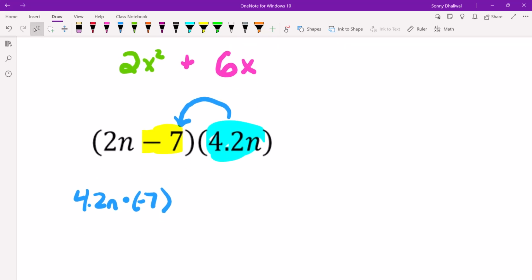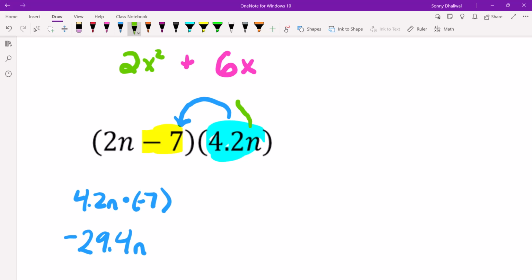All right, so now we do that calculation. What number do we get? Negative 29.4. Excellent. And what about the variable? What would that be? Just an n. It has nothing to combine with, just like before. It just stays n. Okay? Now we've done the first term. Now we've got to do the second term.